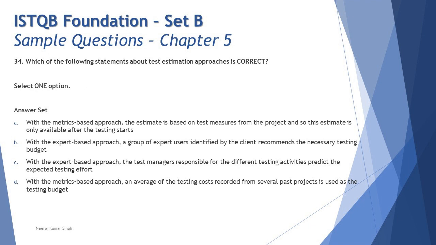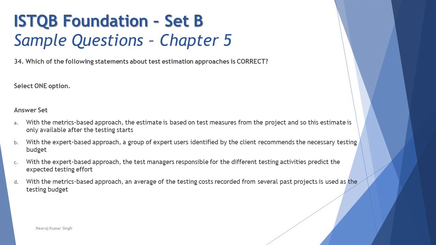Look at D. With the metrics-based approach, an average of testing costs recorded from several past projects is used as the testing budget. Now that's again an interesting option. While it is useful to know the testing costs from previous projects, a more sophisticated approach is needed than simply taking an average. We do several calculations there. As it is a metrics-based approach, it's not about discussions, and it's not about your past references or just the average of multiple projects put together, because your project could be unique and that average no longer works for you, right?